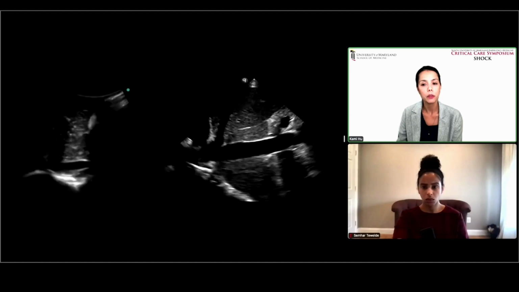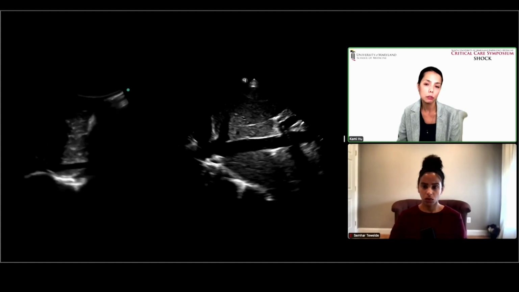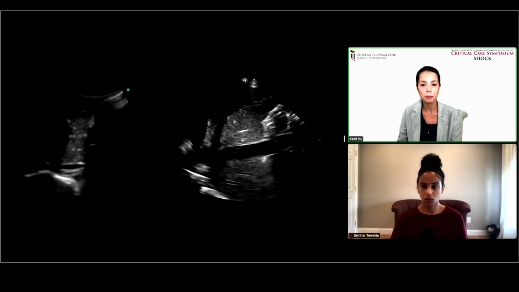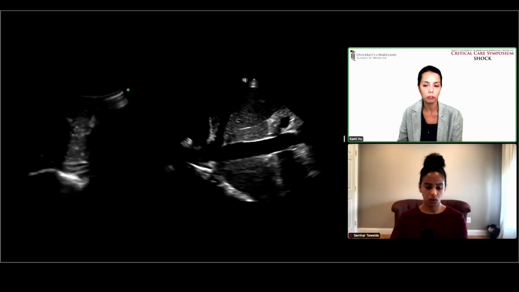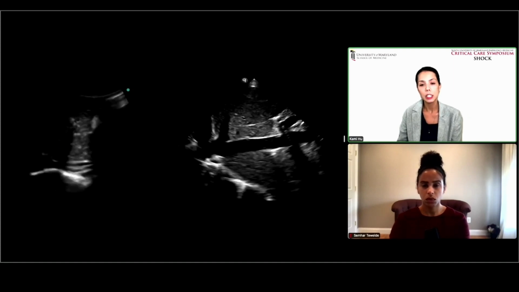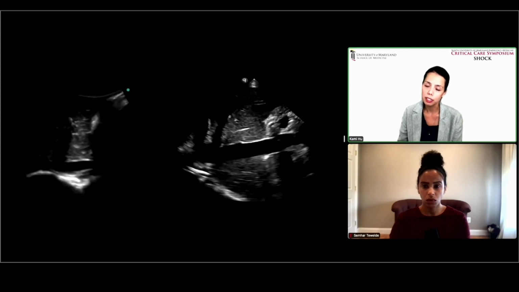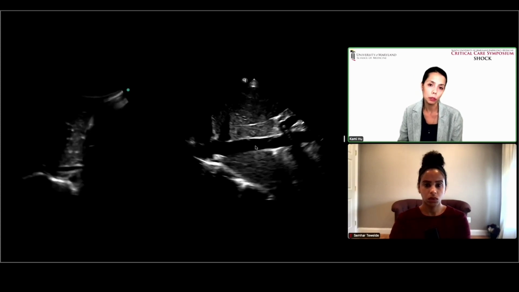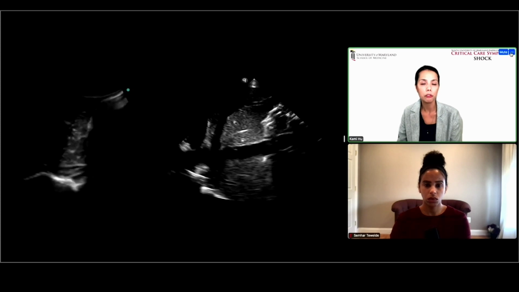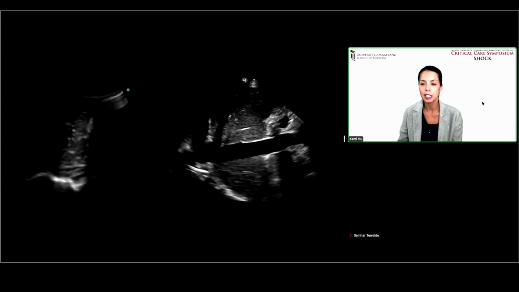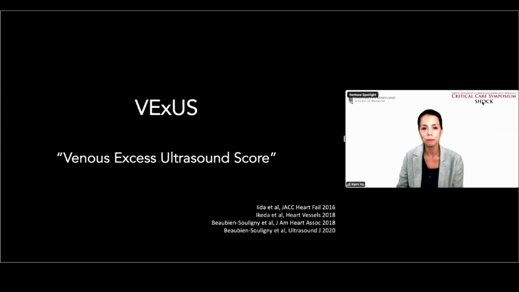Similarly, we know that a collapsible IVC is generally indicative of fluid tolerance, but a non-collapsing IVC is not necessarily specific for volume overload. This is where we get into some of the fun stuff. If the IVC is plump, especially in scenarios where I'm concerned volume overload exists, like decreased EF or an enlarged RV, I try to do a VEXA scan. For people unfamiliar with VEXA, that's okay. It's only been around for a couple of years.